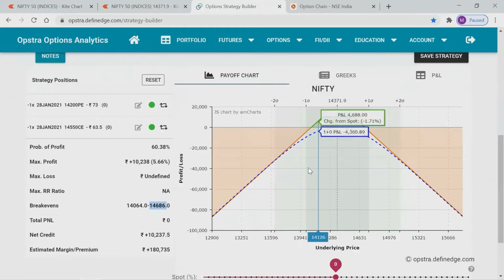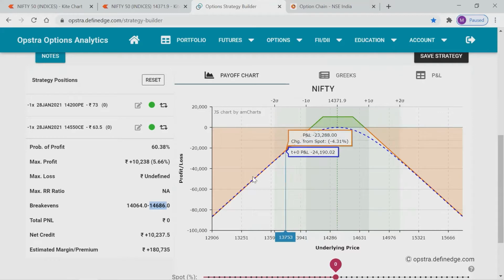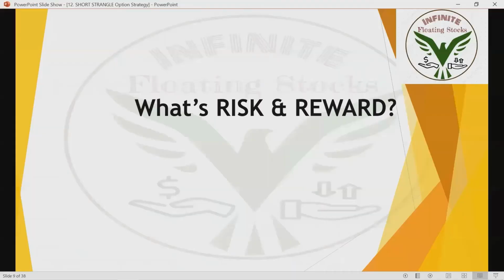This is a payoff diagram, and the maximum profit that you can get is 10,238. And this loss can be controlled by putting proper stop loss. Don't worry about it. So what is the risk and reward? You already know risk is unlimited and reward is limited, but unlimited risk can be converted to limited risk by putting proper stop loss.